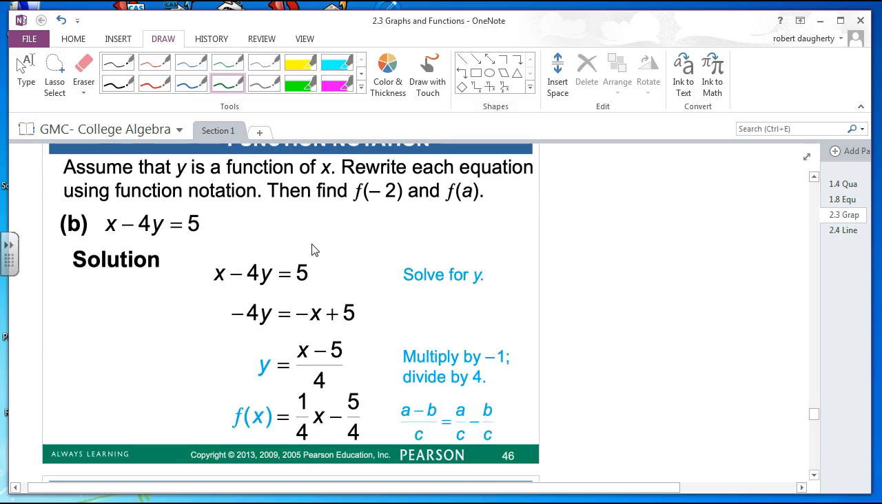And the next one, to write this in function notation, first thing you have to do is solve for y. So x minus 4y equals negative 5. Negative 4y equals negative x plus 5. Divide everything by negative 4. Now I've got it solved for y. To put it in function notation, just replace the y with f of x. So f of x is 1/4 x minus 5/4.